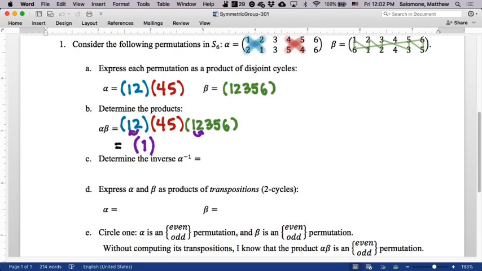Let's go to the next element. What about 2? 2 is going to 3. And then in the next permutation, 3 is staying put. Yeah, these two are fixing 3. So 2 goes to 3 and remains at 3. So 2 goes to 3 at the end of the day. Where does 3 go? 3 goes to 5, which then goes to 4. So ultimately, 3 goes to 4.